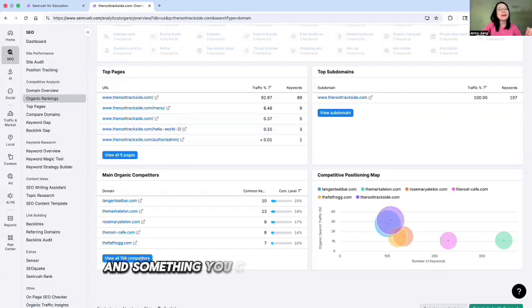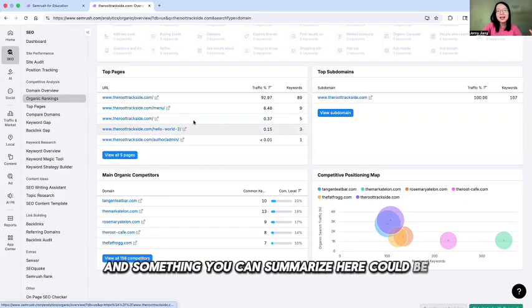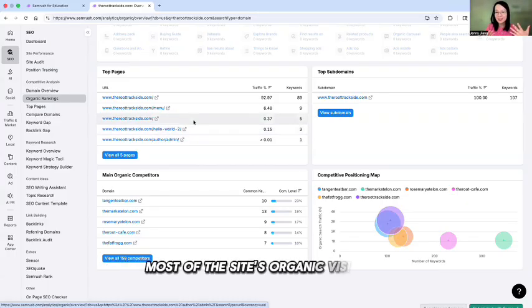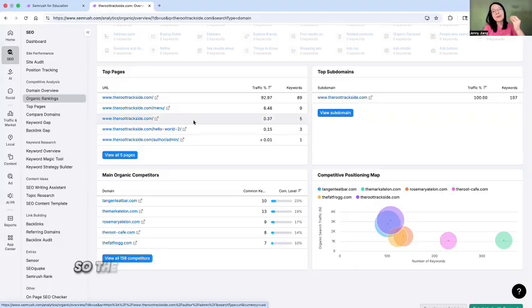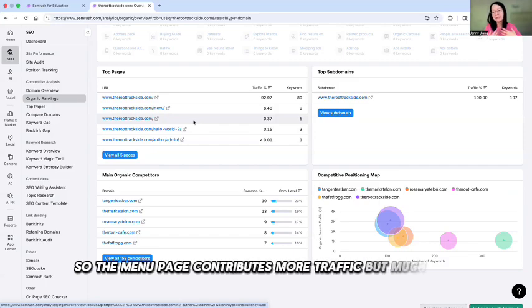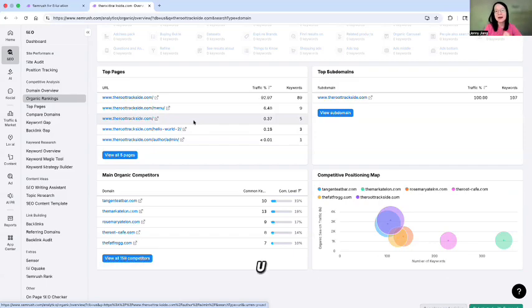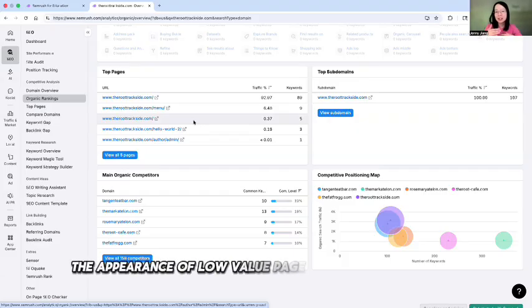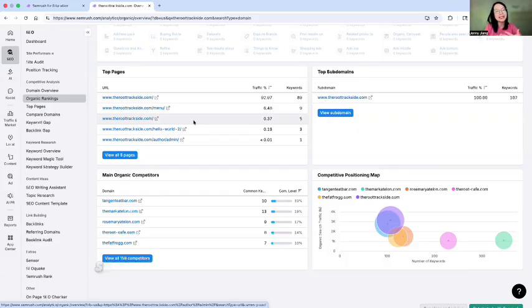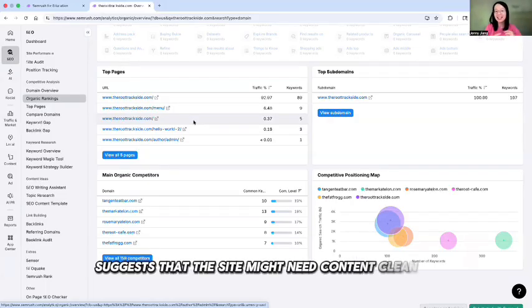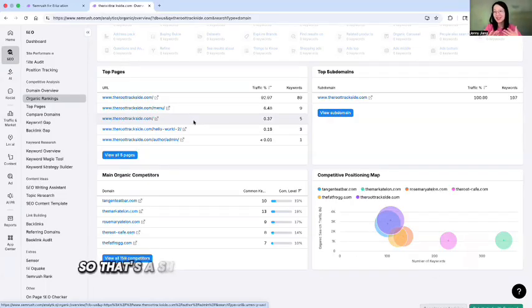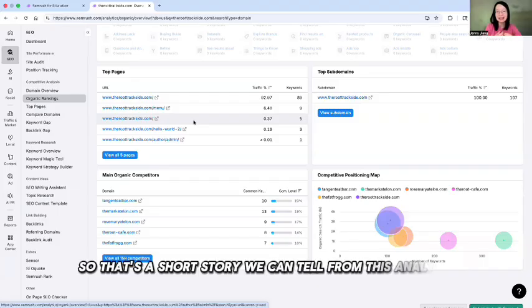And something you can summarize here could be most of the site's organic visibility is concentrated on the home page. So the menu page contributes more traffic, but much less. In addition, the appearance of low-value page such as Hello World 2 suggests that the site might need content cleanup. So that's a short story we can tell from this analysis.